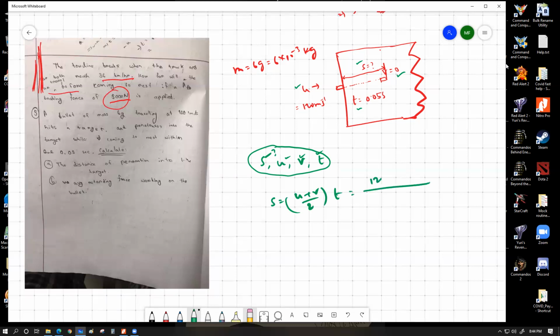Initial velocity 120, final velocity is 0, divided by 2 multiplied by 0.05. See how much this comes to.